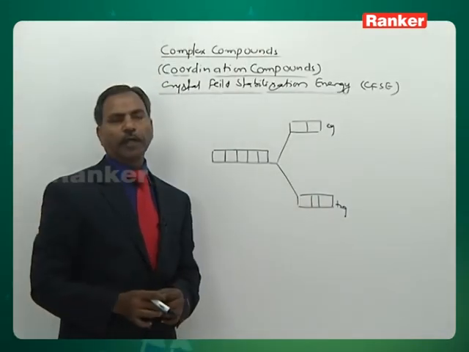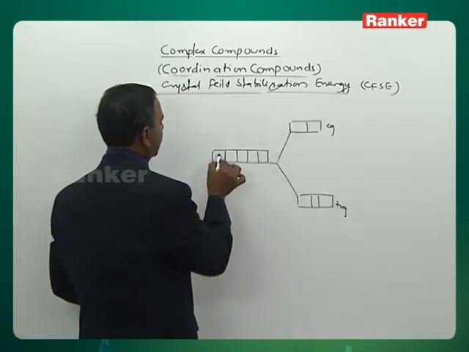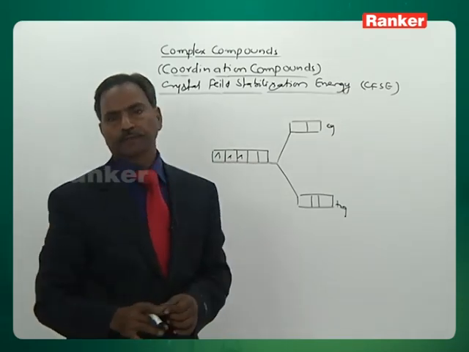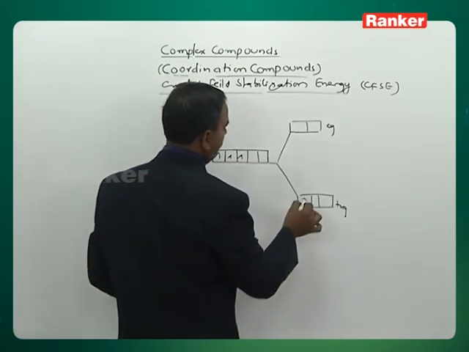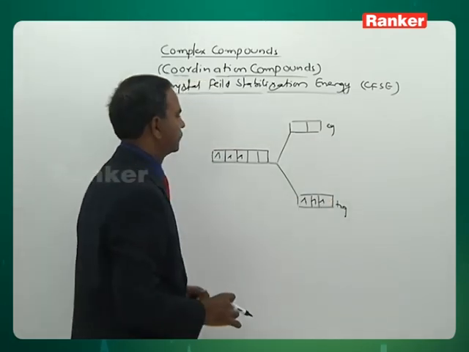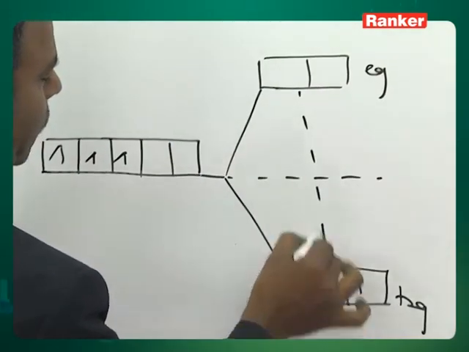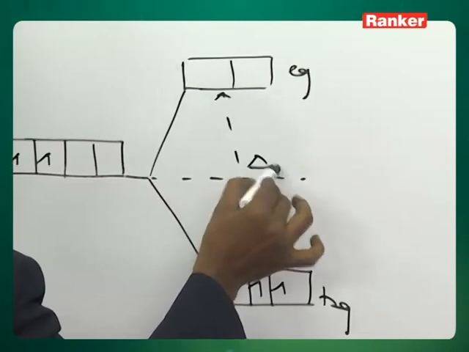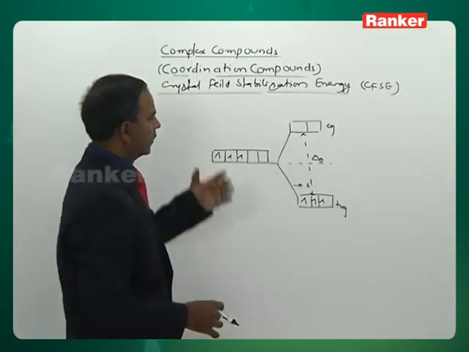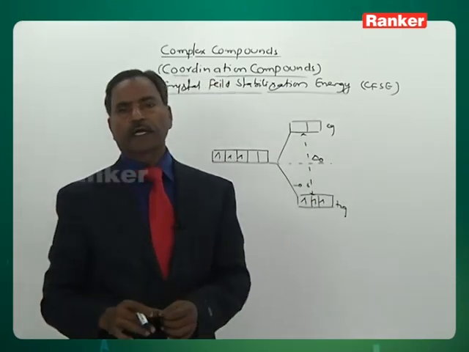See octahedral splitting, higher level eg and lower level t2g. Let me give 3 electrons. After the splitting of orbitals, electrons are entering into the lower energy level. This is now 3 electrons. Next, splitting. This is delta O. It is minus 0.6. Take, it is plus 0.4. Now this is the splitting of d orbitals in octahedral.